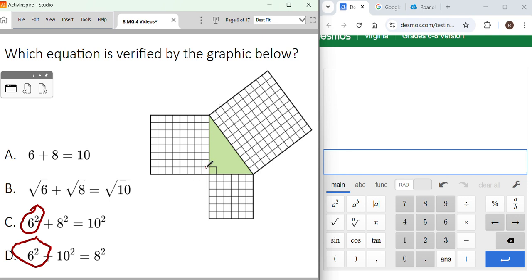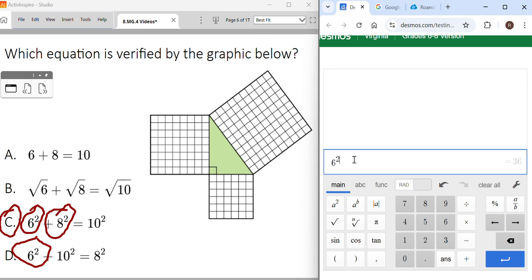Then I'm going to try the other leg. 1, 2, 3, 4, 5, 6, 7, 8. Well, this has an 8 squared, and so does this. But the problem is it should be leg squared plus leg squared equals hypotenuse squared. And this has the hypotenuse over here being added. Let me make sure this is 10. 1, 2, 3, 4, 5, 6, 7, 8, 9, 10. So my thought is C is the answer, but I can always verify it.